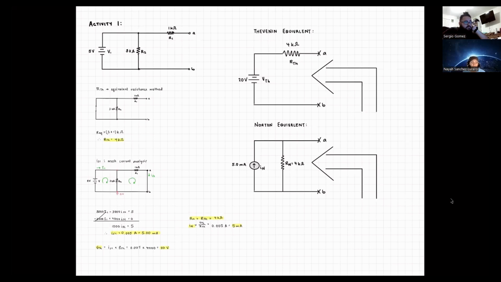For the Norton equivalent, the resistance is equal to the Thevenin resistance, which is 4 kilo ohms. Then we use Ohm's law to find the value of the current, which is 5 milliamps. For the Thevenin circuit, the voltage source and the resistor are in series, and for the Norton circuit, we have the current source and the resistor in parallel.